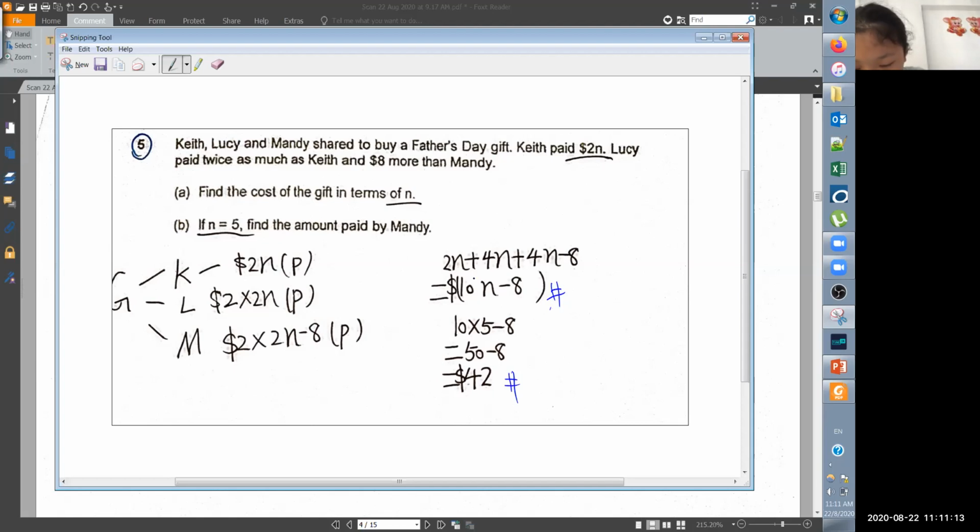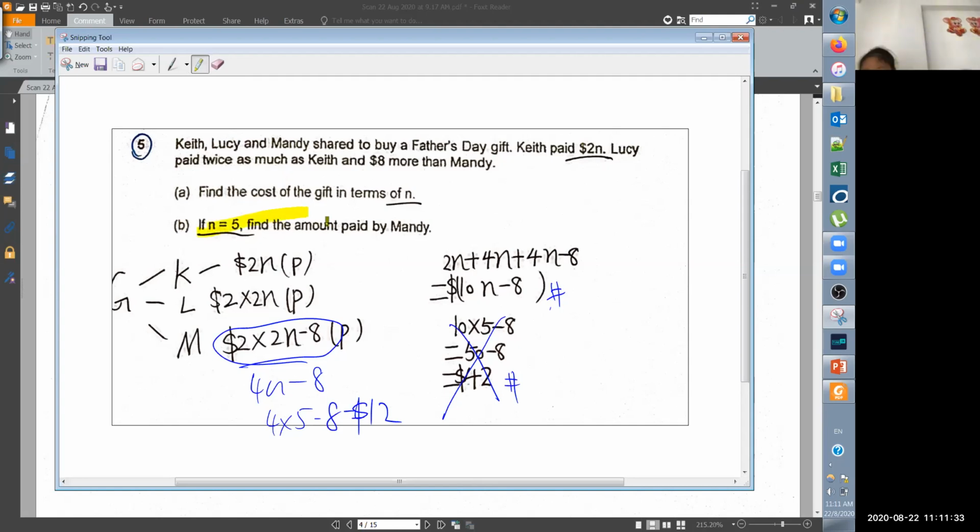Paid by many, 对吧？对。都找这里是吗？So it is 4n minus 8, so it's 4 times 5 minus 8 is 12, right? They are not looking for total. Okay, so you must answer the question. So the question is asking for Mandy.